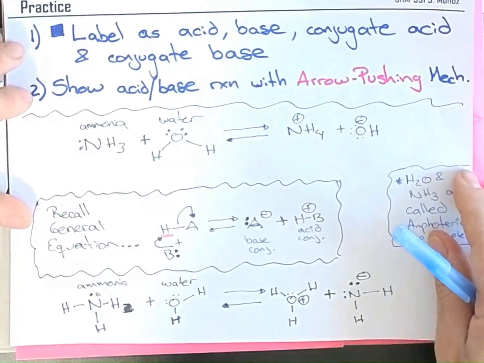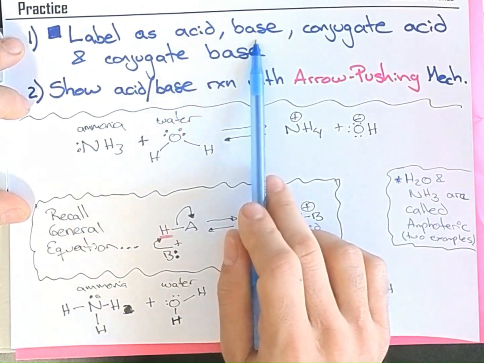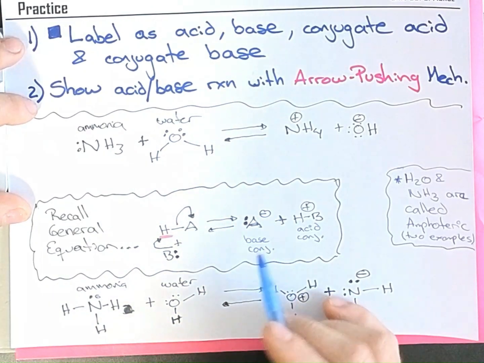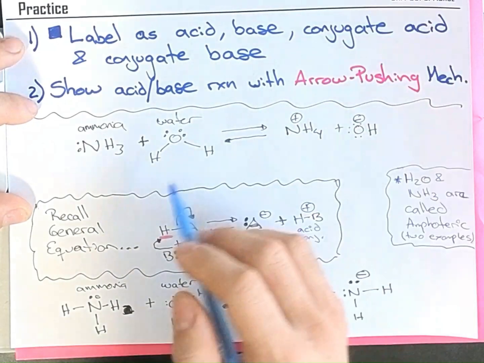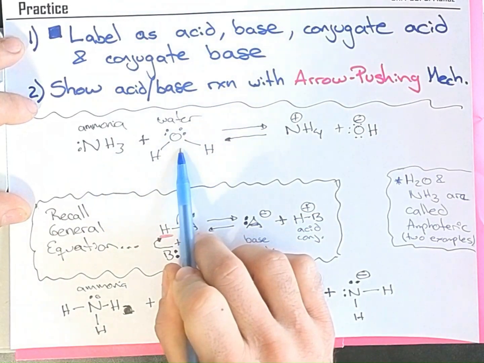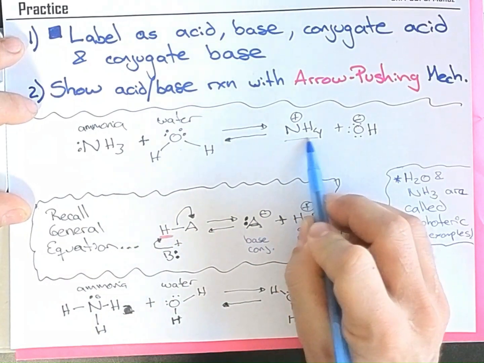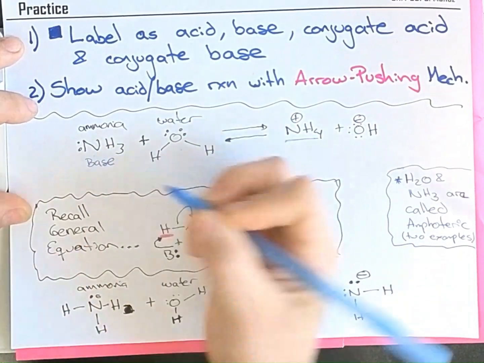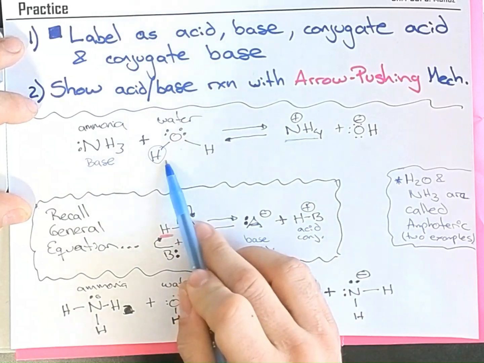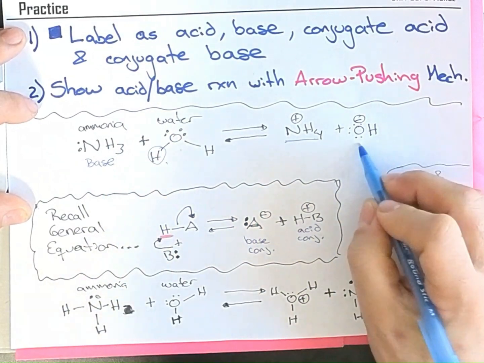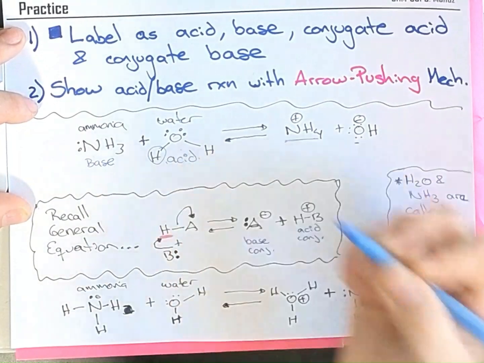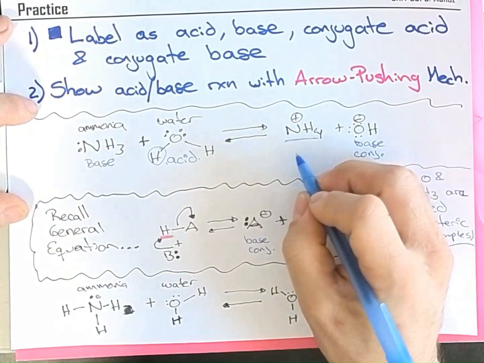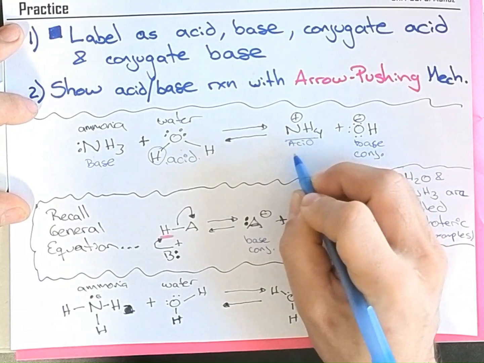If you are confronted with a question, you have to label acid, base, conjugate base, and show the arrow pushing mechanism for the particular reaction. First of all, if we're looking at ammonia and water, we don't know which one is acting as the base or which one is acting as the acid until we inspect the products. We see that ammonia picked up a proton, and if ammonia picked up a proton, this should have been the base. And we see that water donated a proton to ammonia and formed the hydroxide, and so this should have been the acid. And in turn, hydroxide now became the conjugate base, and the ammonium ion became the conjugate acid.